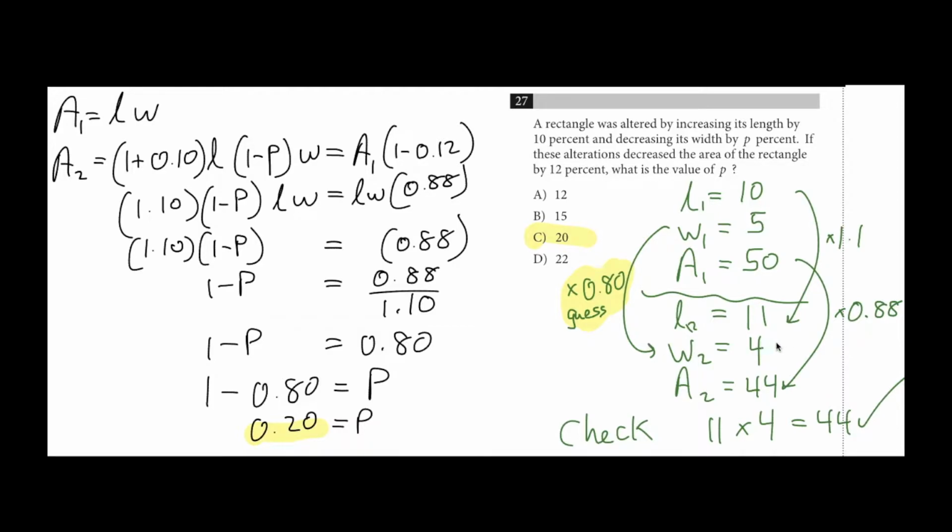And then you can see that the area gets decreased by 12%, multiplying it by 0.88 to get 44. So if this is an actual rectangle, then C is the answer. Your guess is correct. 11 times 4 is 44, and it is. This process won't work. You won't be able to say the length times the width equals the area if you decrease the width by any of these other choices. You've got to decrease it only by 20%.